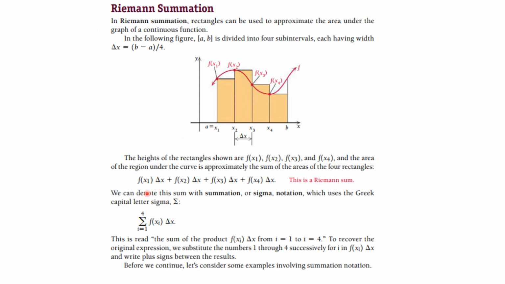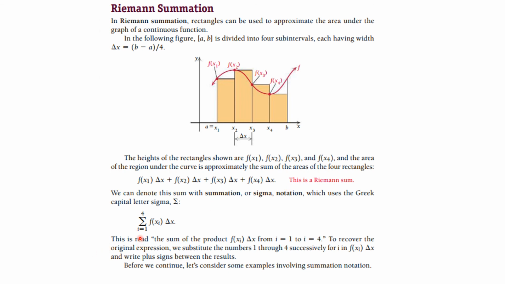So the area of the rectangles is going to be f of x1 times delta x plus f of x2 times delta x plus f of x3 times delta x plus f of x4 times delta x. This is what is called a Riemann sum, after the great mathematician Bernhard Riemann. And we can denote this sum with the summation sign or sigma notation. This is the Greek letter sigma. So you see, this is an expanded version of writing this.